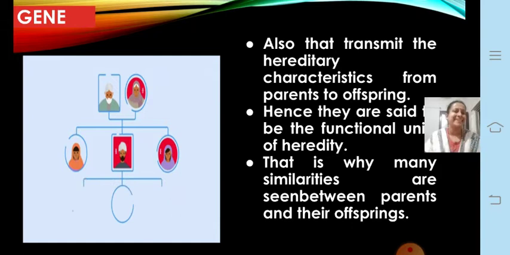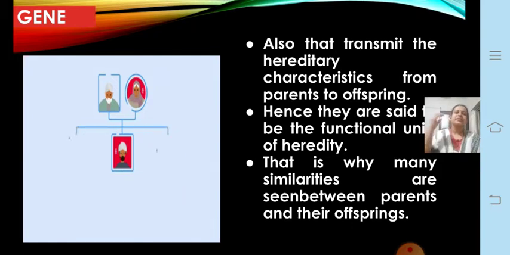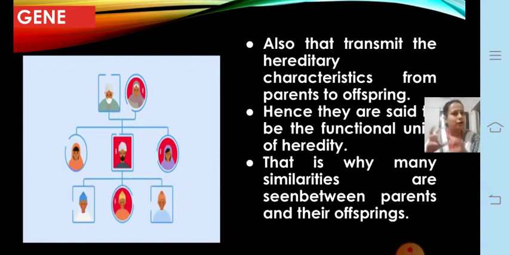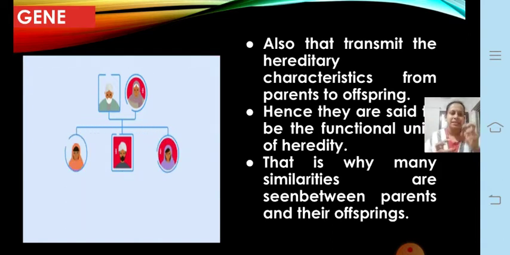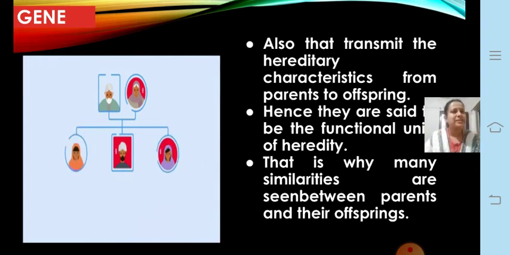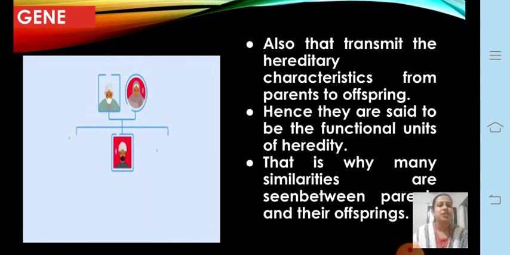So that is called heredity, as I mentioned to you. You can see the genes are passed on from the parents to the offspring. That is why certain characters from the mother will be shown in the offspring, that is the child, and some characters of the father will be shown in the child. So that is how it is being transferred. It's because genes are getting transferred from these two parents into the offspring, and some of the characters of the parents will be shown by the offspring. Hence they are said to be the functional units of heredity.